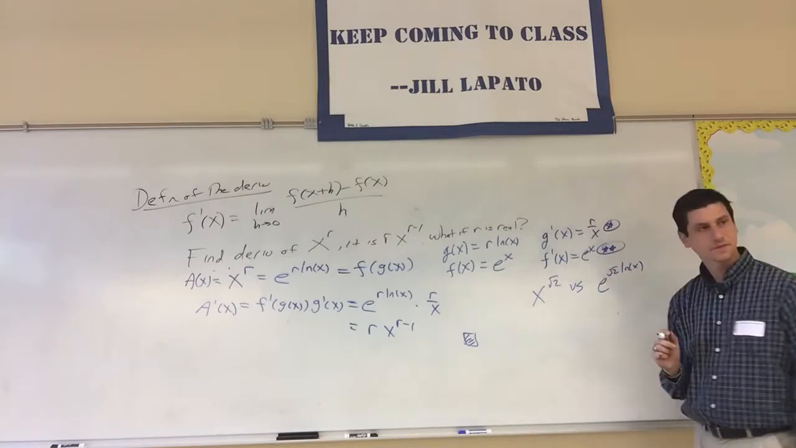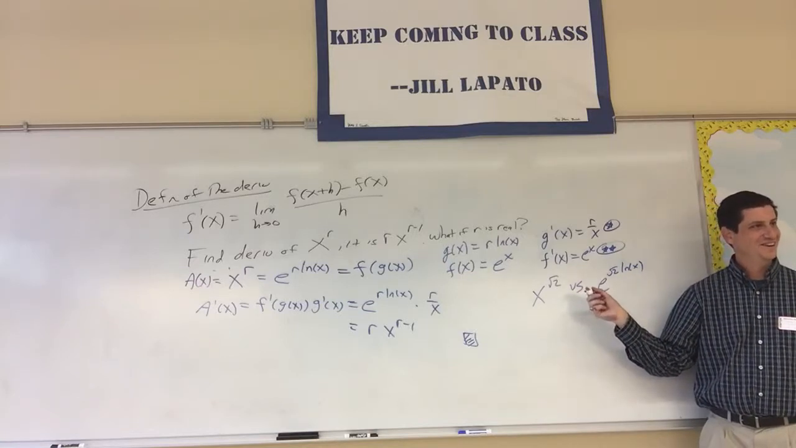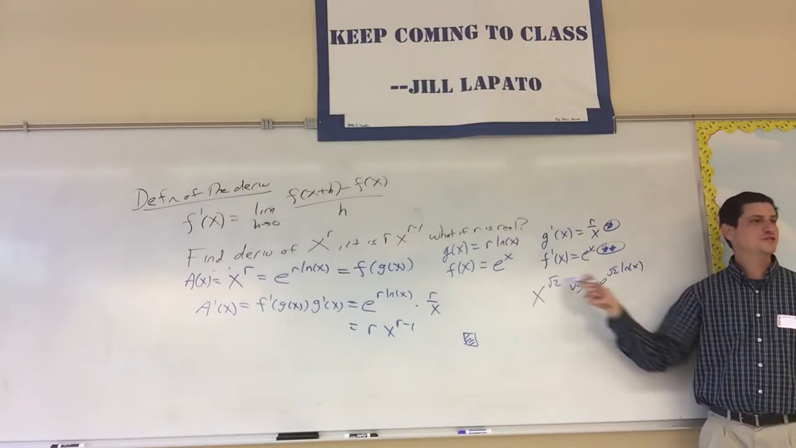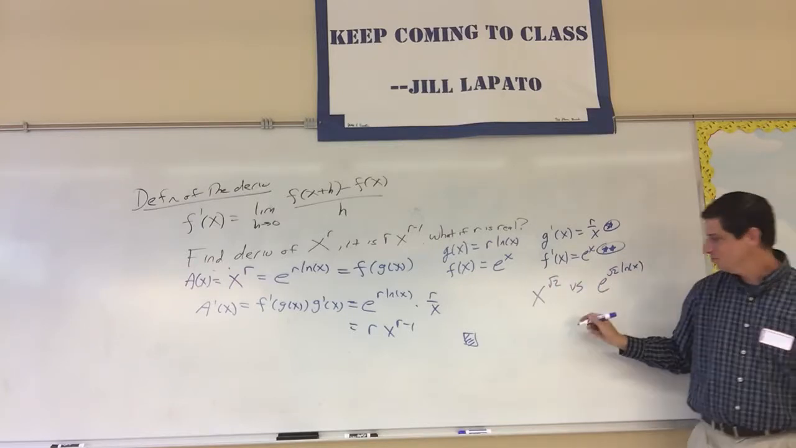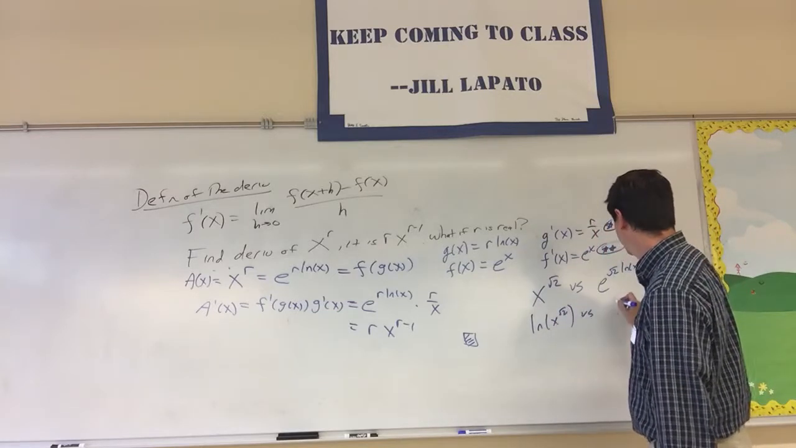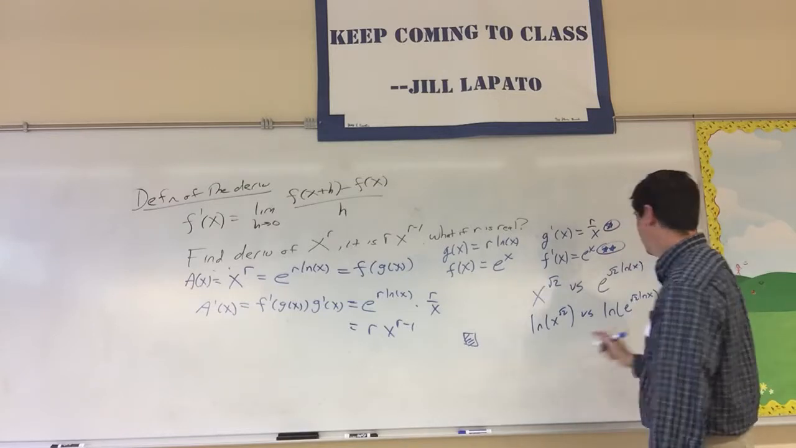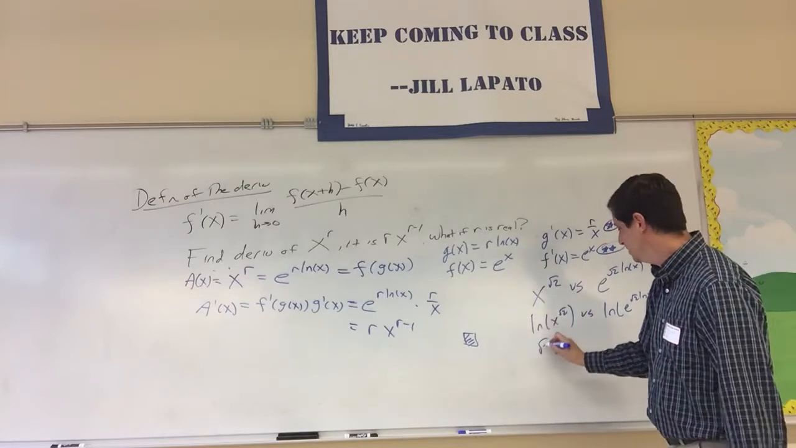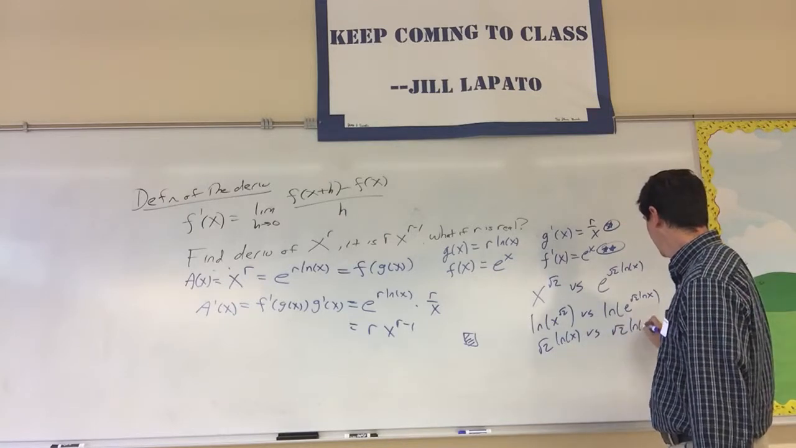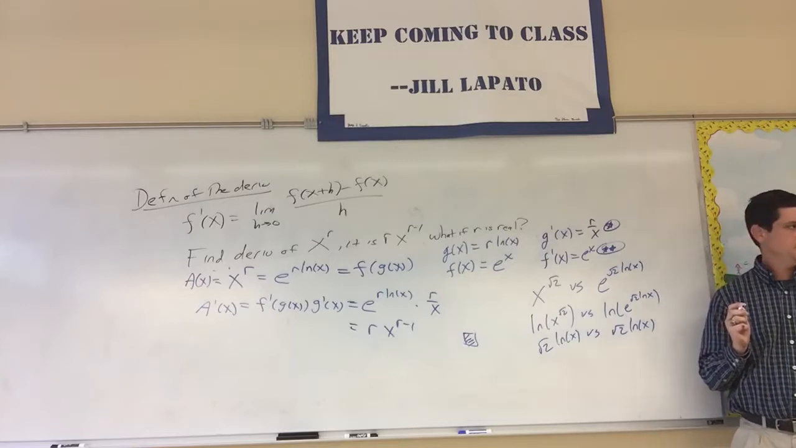So I'm going to go through another proof. I was going to just take logs of both sides. If you take logs of both sides, then you'll get the log of x to the root 2 versus the log of e to the root 2 log of x. And now by the power rule, the root 2 comes out and you get root 2 log of x versus root 2 log of x. All right, so now we know the derivative of x to the r, assuming we know the exponential function.